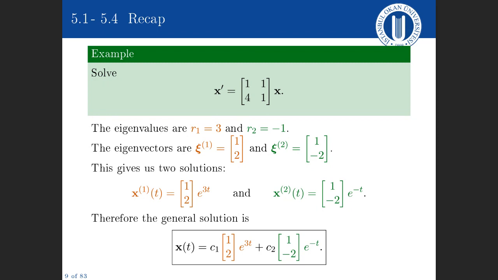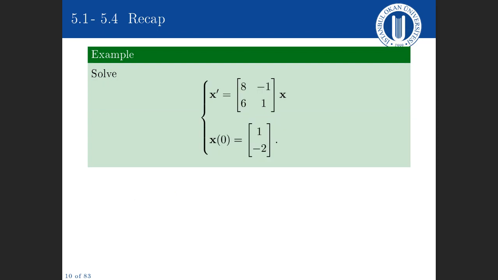Let's do another example. Solve x prime is equal to 8 minus 1, 6, 1, x, with the initial condition x at time t is 0 is equal to 1 minus 2. To solve this initial value problem, first we're going to find the eigenvalues and the eigenvectors of the matrix, and we'll use that to write down the general solution. And then to finish, we'll use the initial condition to find the constants C1 and C2.